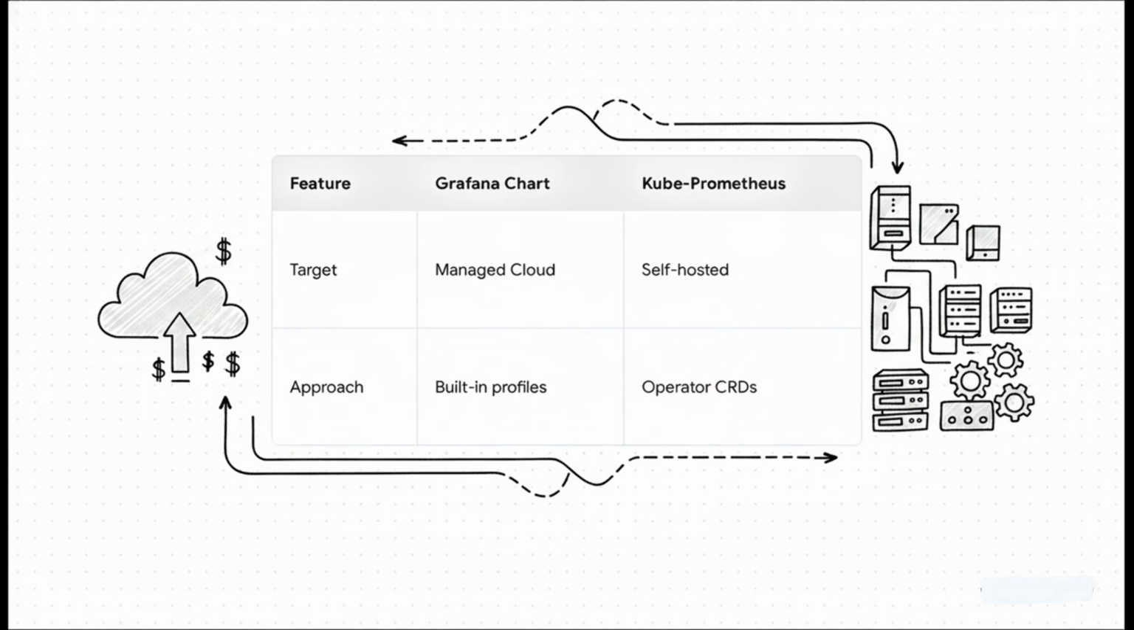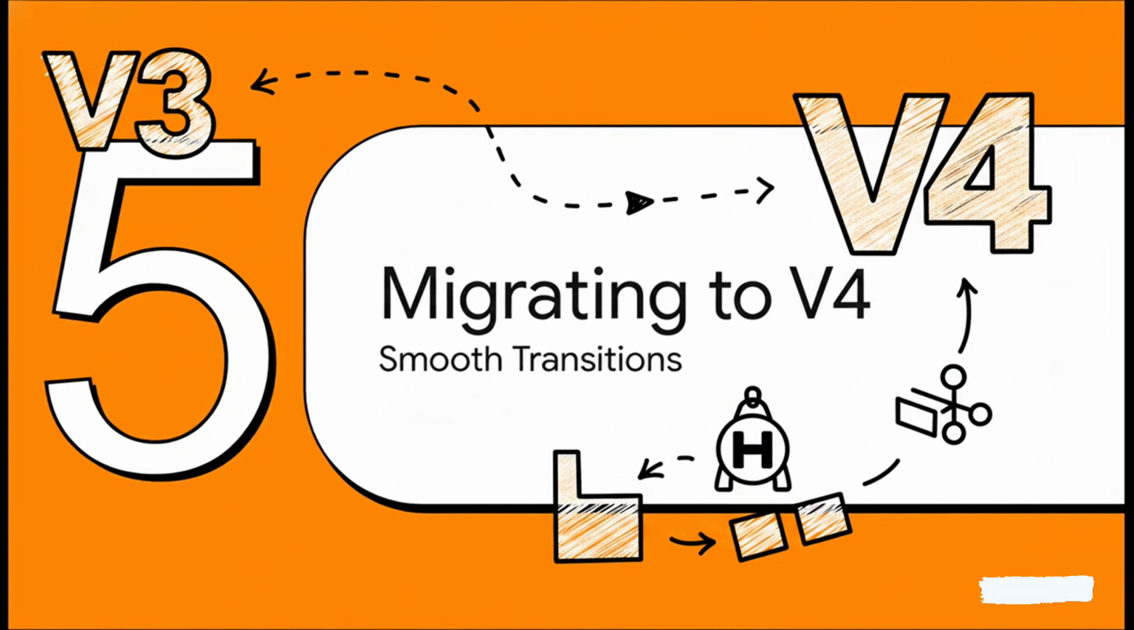Now, the Grafana chart, on the other hand, is laser-targeted at teams who are sending telemetry directly to Grafana Cloud or a managed Grafana stack. It gives you those built-in profiles and cost metrics right out of the box. So neither one is universally better. They just serve related but very distinct use cases, depending on whether you want to manage a Cloud focus or a fully self-hosted independent architecture.